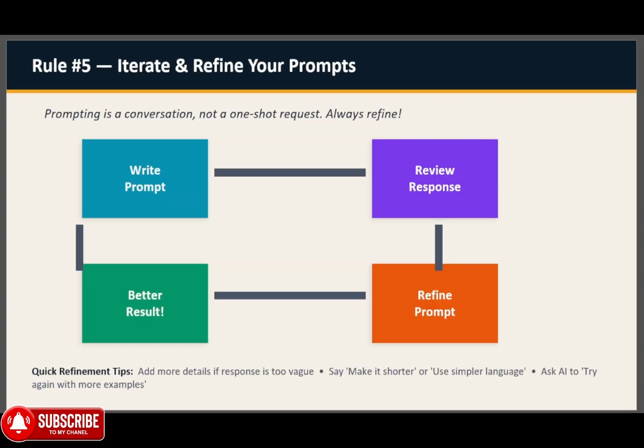Now the most underrated rule of all, and the mindset shift that will change how you use AI forever. Prompting is not a one-shot request. It is a conversation. You write a prompt, get a response, refine it, get a better response, and keep going until it is exactly what you want. Most people get a bad response and either give up or completely start over. That is the worst thing you can do.